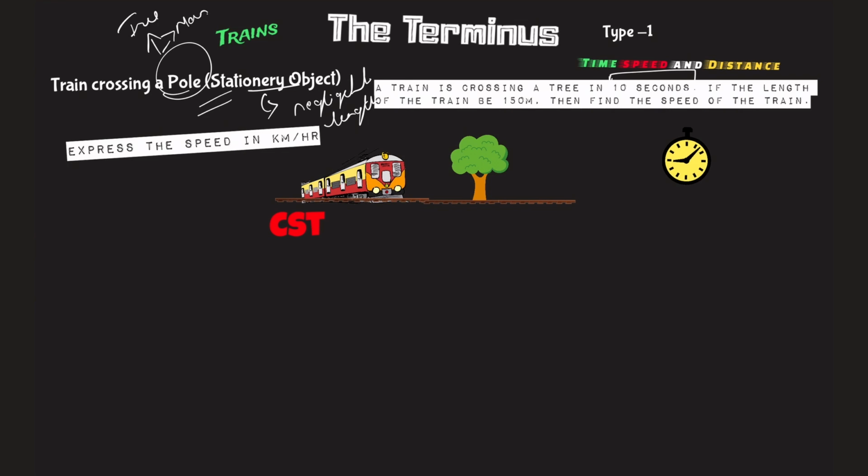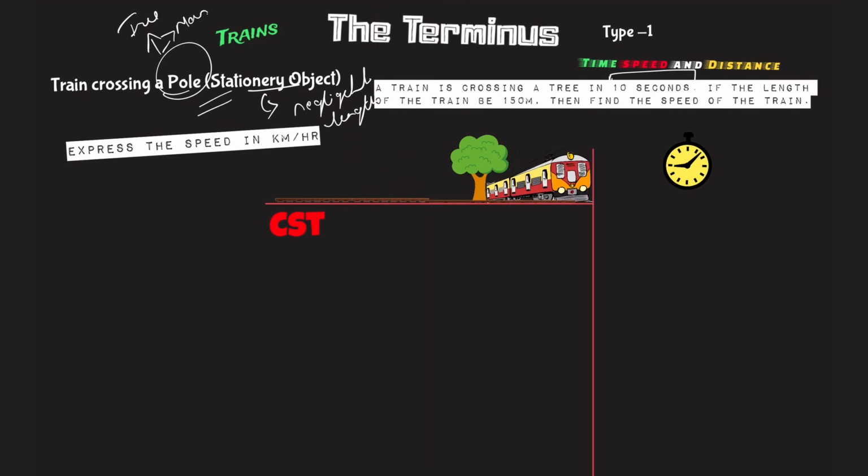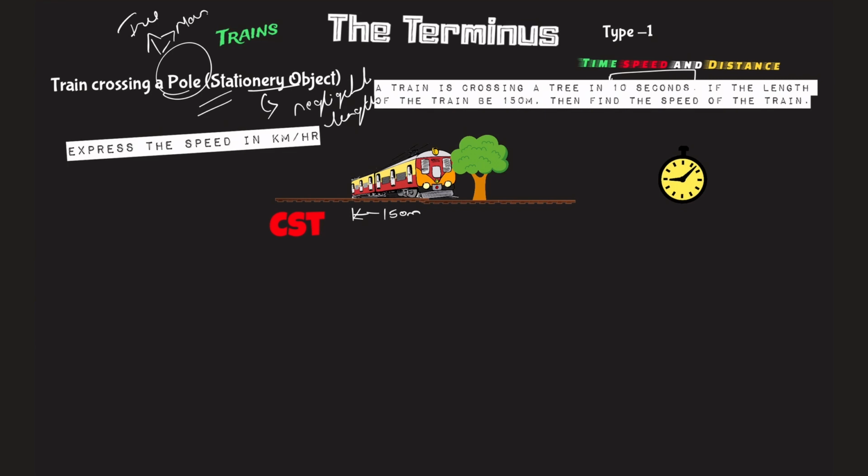Now what is given to us? As I told you, what is given to us is the time taken by this train to cross this tree completely. And I told you when I start the stopwatch and when I stop it. The train is just touching the tree, it crosses the tree completely, and I stop the stopwatch. If the length of this train is given to me as 150 meter, find the speed of the train. So I am being given the length of this train as 150 meter, and I am being asked what is the speed of this train.